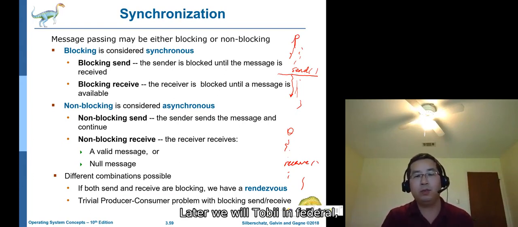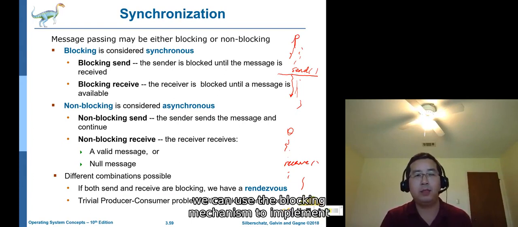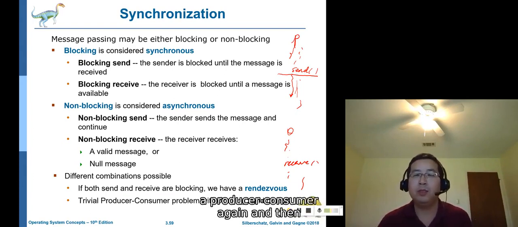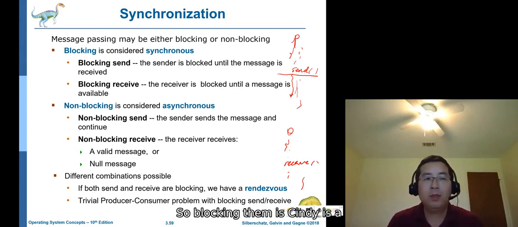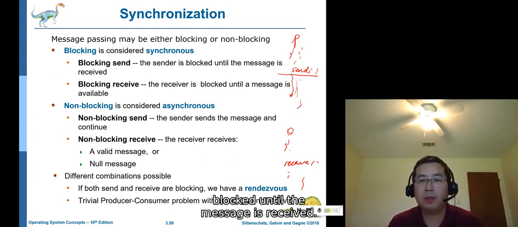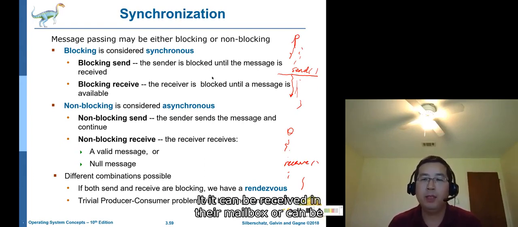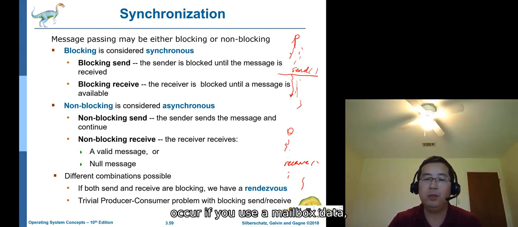Later we will talk about how we can use this blocking mechanism to implement the producer and the consumer again, and also have synchronized processes. So blocking send means the sender is blocked until the message is received. It can be received in the mailbox or by the other process, depending on whether it's direct or indirect. If you use a mailbox, that will be indirect.